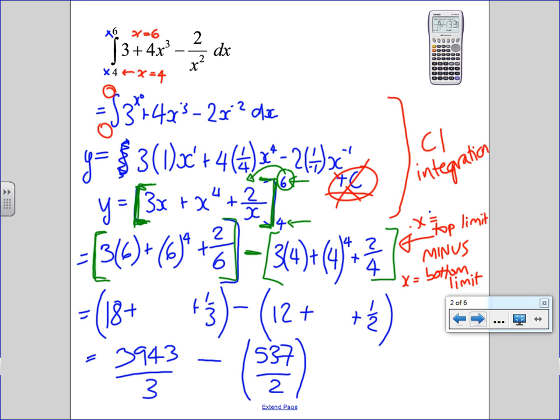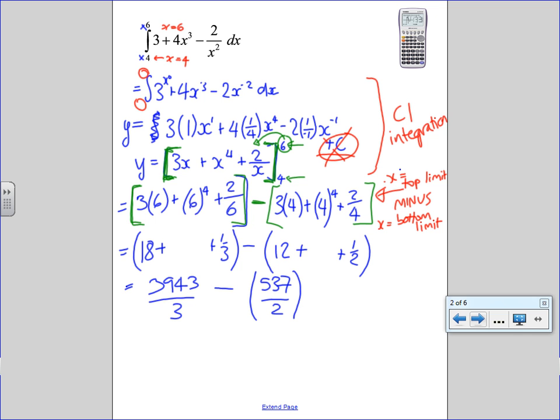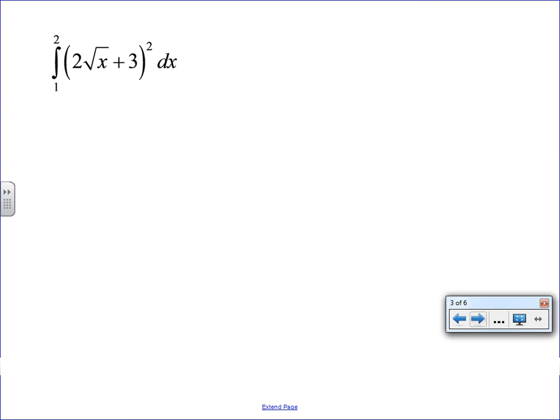Okay, so if I do 3943 over 3 minus that other one, 537 over 2, then I get 6275 over 6, which is exactly what the calculator gave me, so I know I'm right. Hooray! Nothing's gone wrong, because the calculator gave me the same thing. Okay, let's try another one. I'll do this one. Do you want to try the calculator?